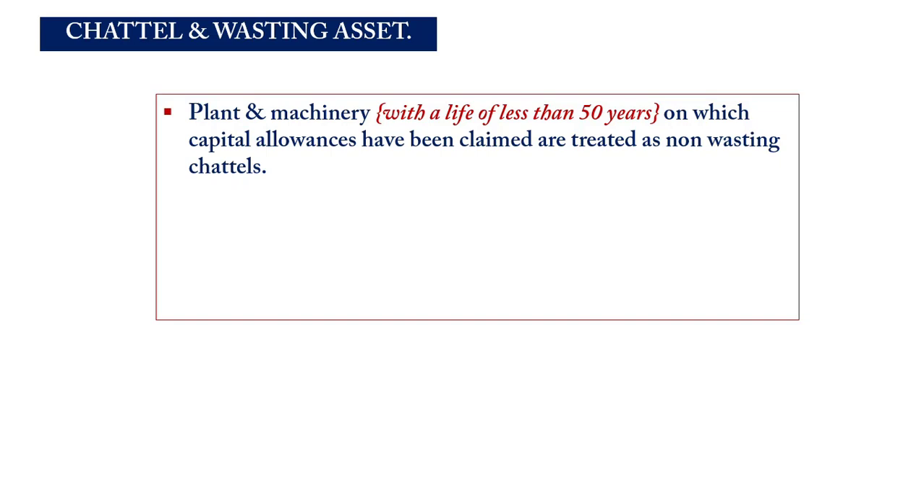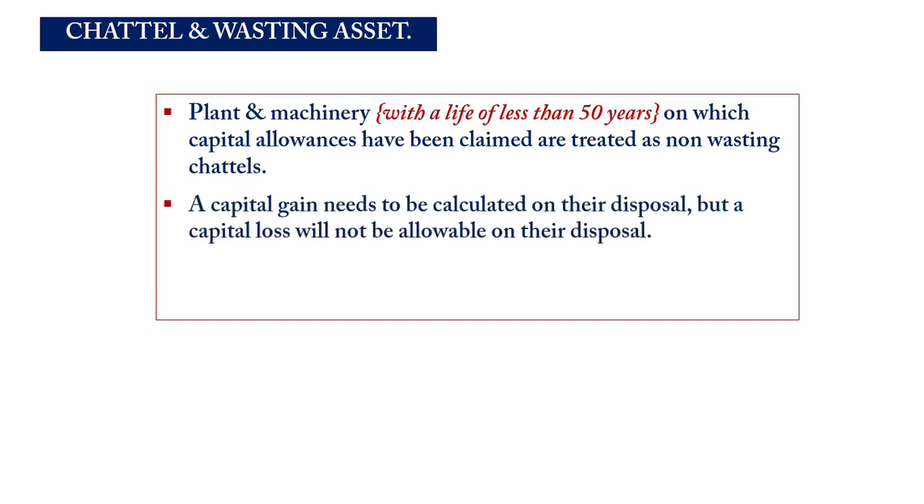However, if that plant and machinery has enjoyed capital allowance, it will be treated as a non-wasting chattel. So a capital gain needs to be calculated when the asset is disposed of. But when it results in a loss, it will not be allowable, meaning it will not be allowed to be taken forward and offset against any capital gains. So when there's a loss, that is it. But when there is a gain, then the tax will be charged on it. Where the loss comes up, that is where you have the balancing allowance or the balancing charge. That will be captured in that aspect.